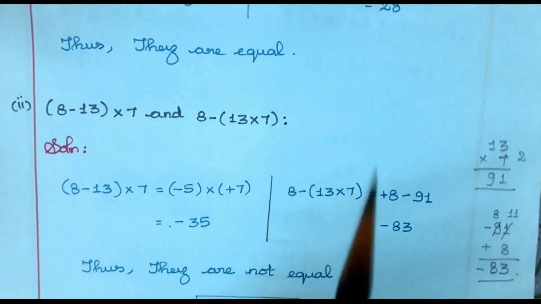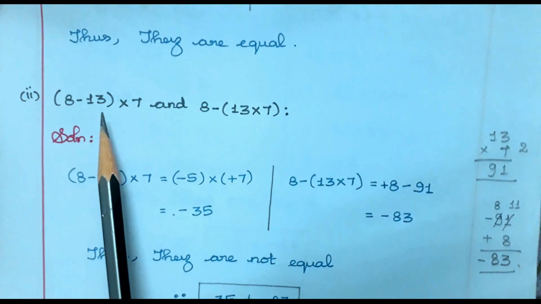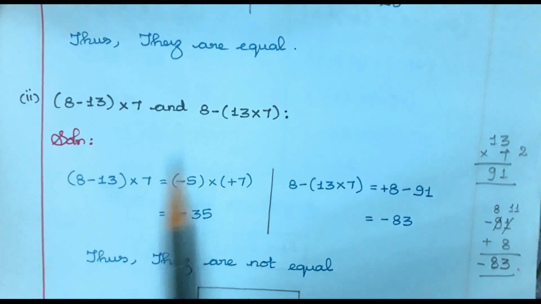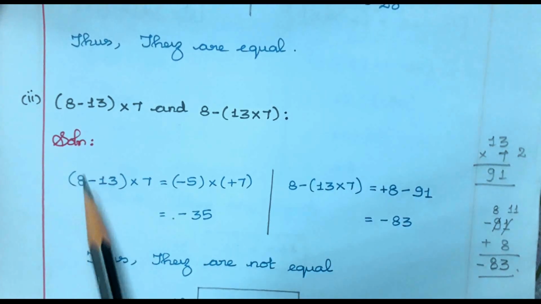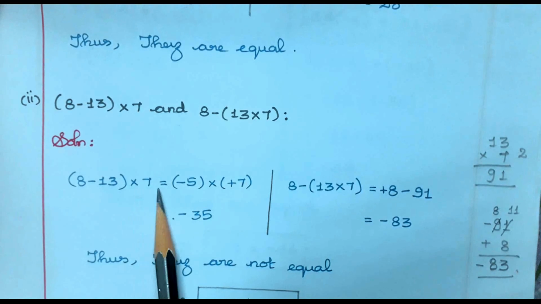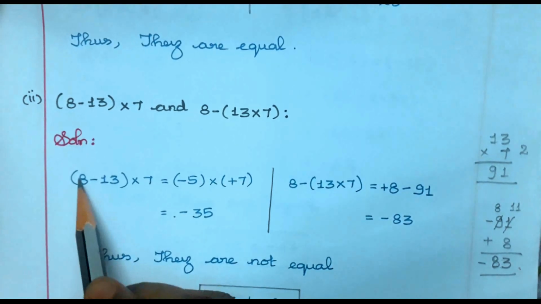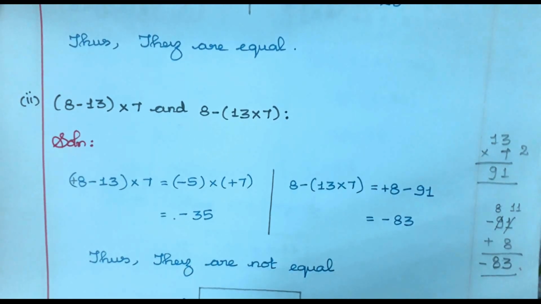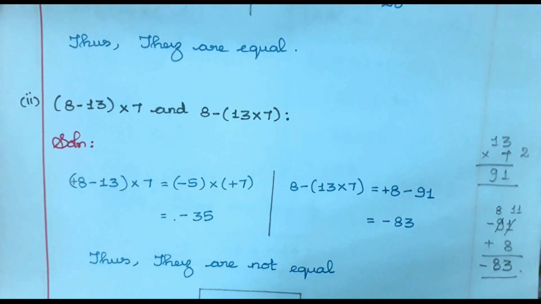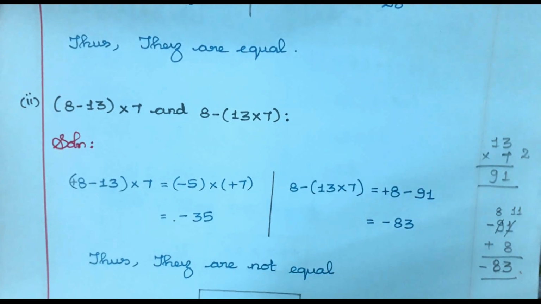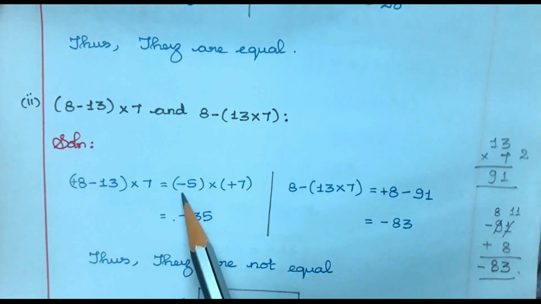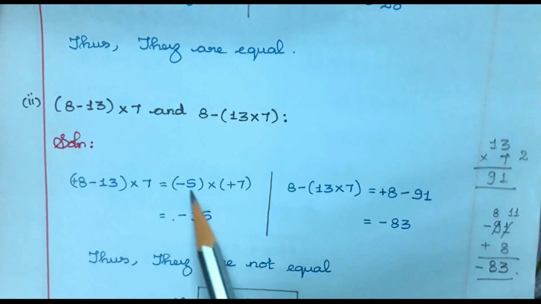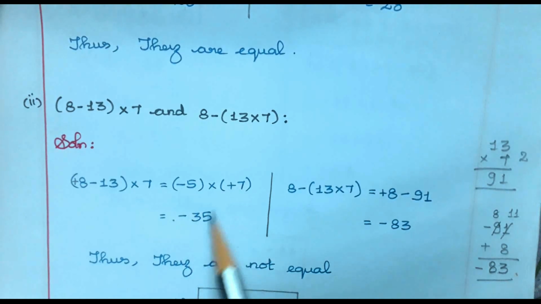Second subdivision, 8 minus 13 into 7 and 8 minus (13 into 7). Clear? So these are the two mathematical expressions to solve. (8 minus 13) into 7 is equal to 8 minus 13. If no symbol is in front of an integer, it means plus. Both the signs are different, therefore we have to subtract. When we subtract 13 and 8, we get 5. The biggest number's sign is minus. So minus 5 into plus 7. Clear? Different signs, so in multiplication of integers, minus into plus is minus, and 5 into 7 is 35.